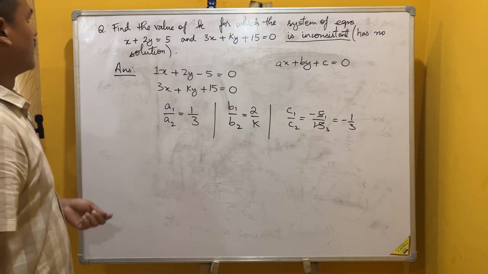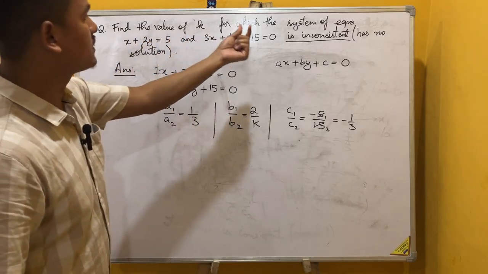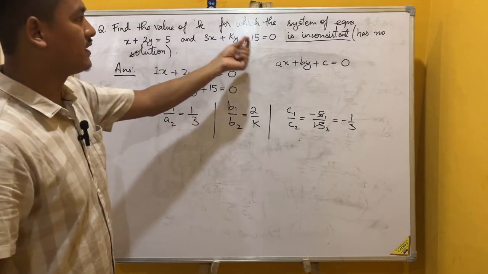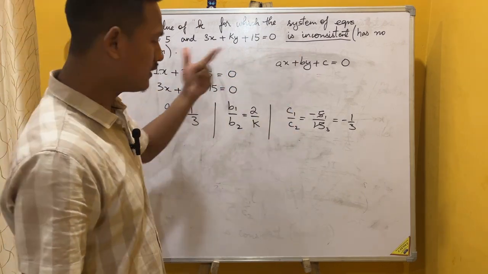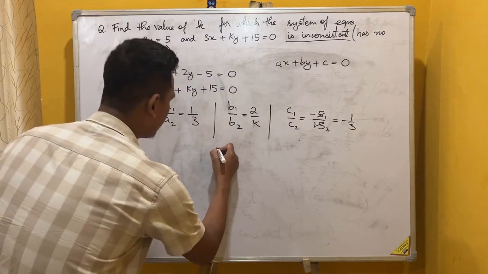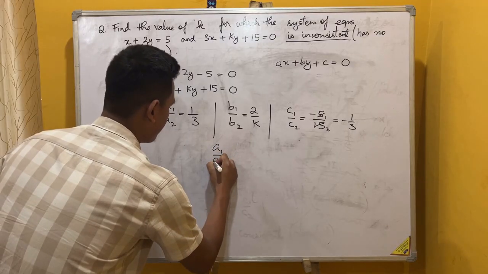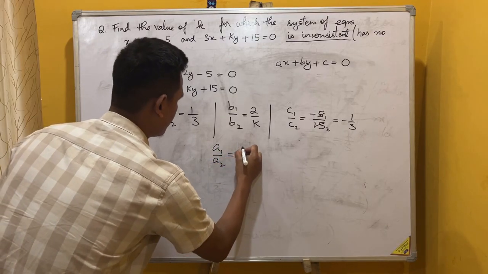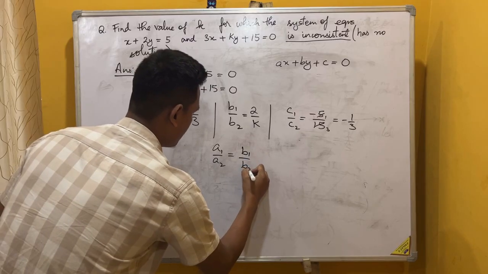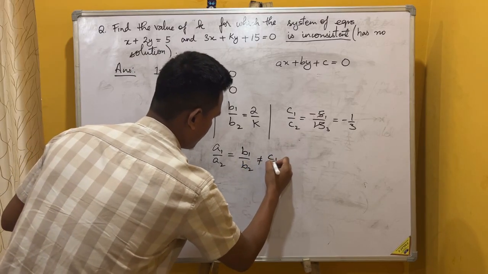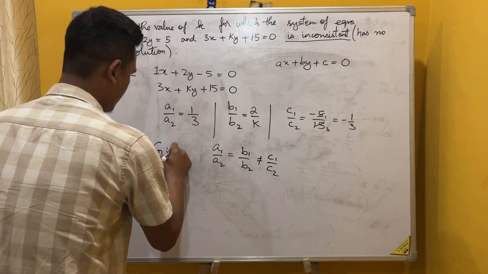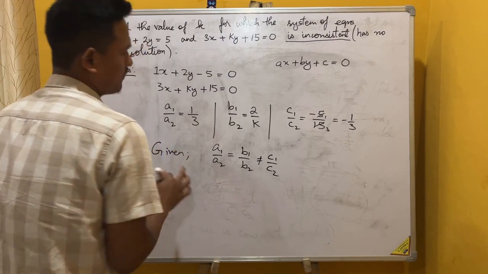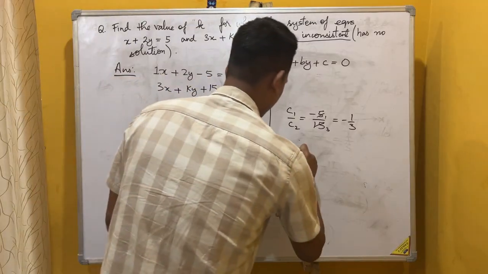Find the value of k for which the system of equations this and this is inconsistent or has no solution. When does it happen? It happens when the ratio is like this. You may say this is given. It means this is inconsistent.